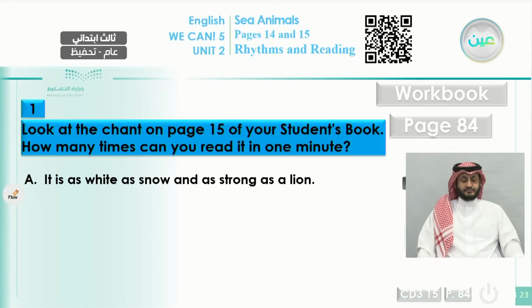Exercise 1. Look at the chant on page 15 of your student's book. How many times can you read it in 1 minute?